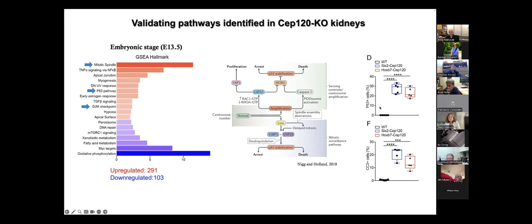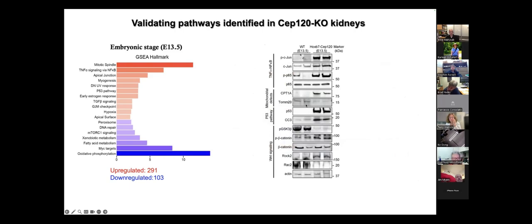We also went in and validated, of course, we can see by IF staining that p53 is accumulated in these centrosomal cells, and these cells are dying. They're cleaved caspase 3 positive. We can then do immunoblotting again to show this p53 activation, and also to validate some of the other pathways that come out of this.